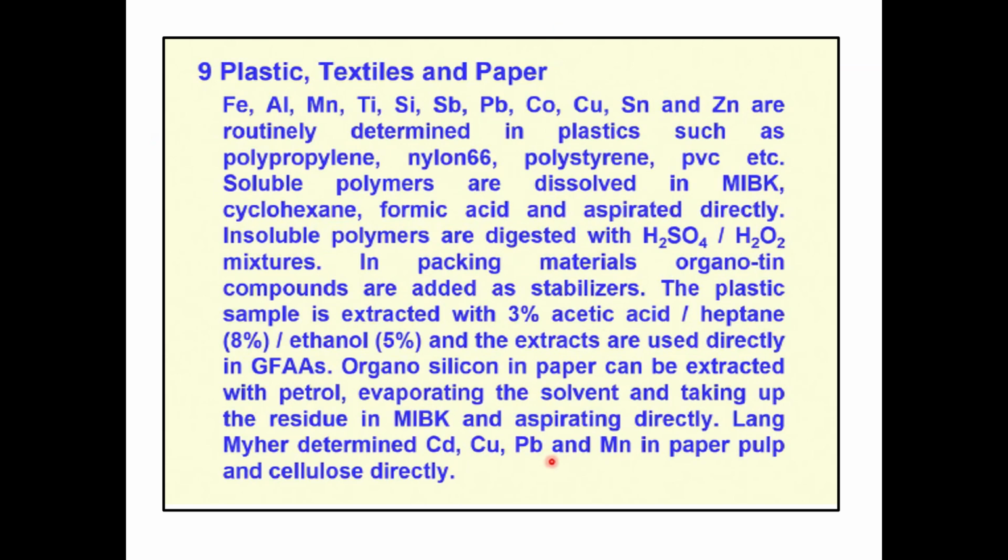Some scientists determine these metals in paper pulp and cellulose directly. These metals are routinely determined in plastics, such as polypropylene, nylon 66, polystyrene, and PVC.